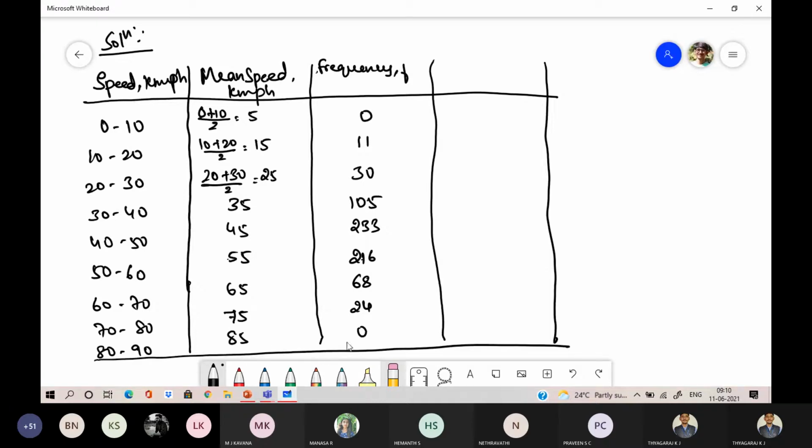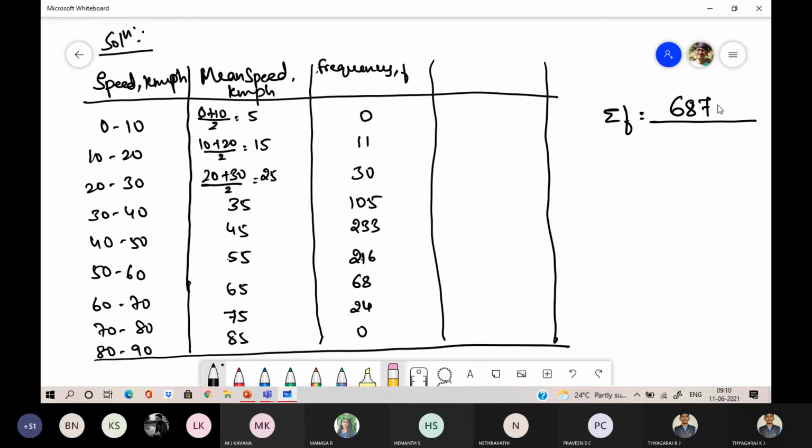Now calculate the summation of frequency. You add all these frequency values and tell me the summation value, sigma f. Add 0 plus 11 plus 30 plus 105 plus 233 plus 216 plus 68 and so on. You should get 687. Are you getting 687? Check it.